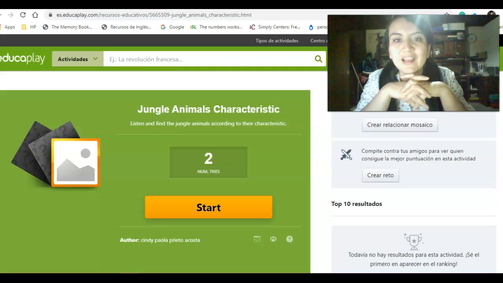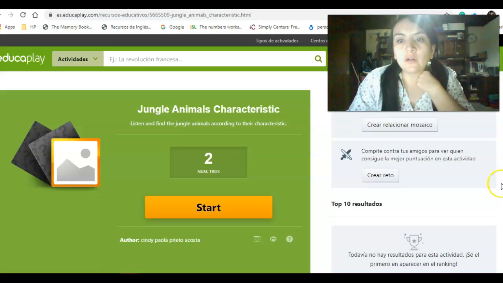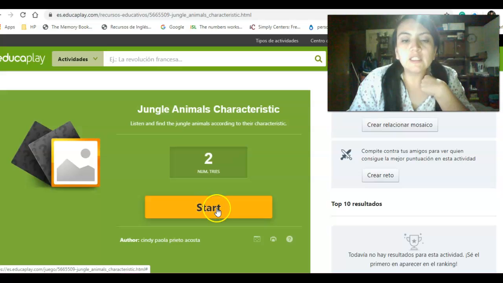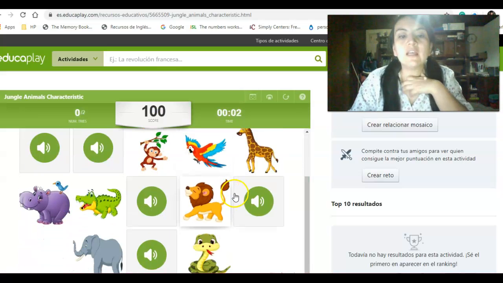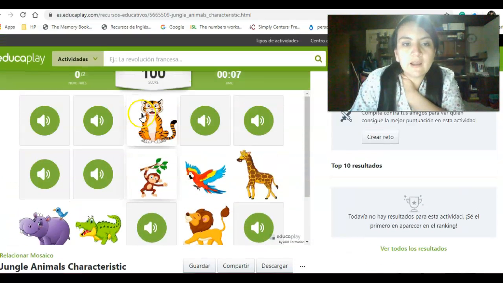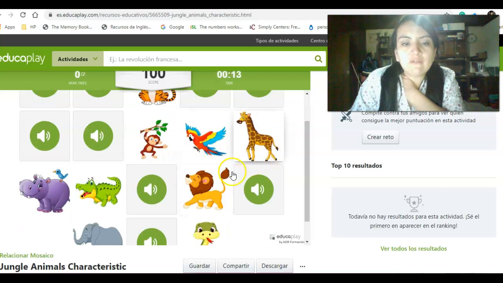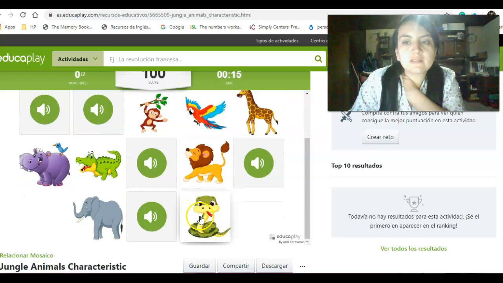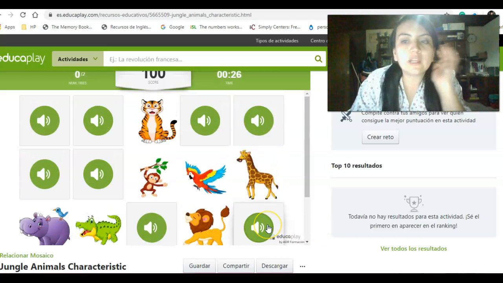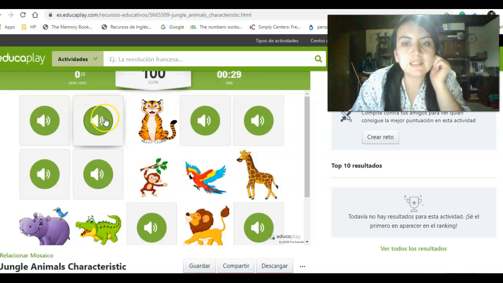Entonces, comencemos. Let's start. Now we're going to click here in Start banner. In the yellow one, click. Yes, we have so many jungle animals here. So look at them, the tiger, the monkey, the parrot, the giraffe, the lion, the snake, the elephant, the crocodile, and the hippo. There are some jungle animals. So where you can choose the listening that you want.